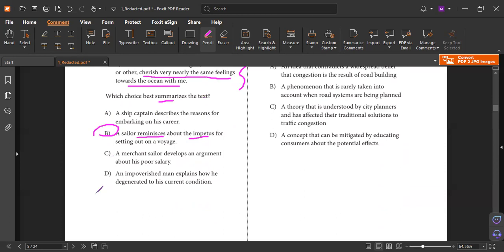Yes or no? He didn't mention any of this about degenerate as a condition. It's not supported. Yes or no? And of course, not all the ideas are about his poor salary. So C is not supported, right? And of course, we have reasons, but not for embarking on his career. So not supported. But here he mentioned the voyage.